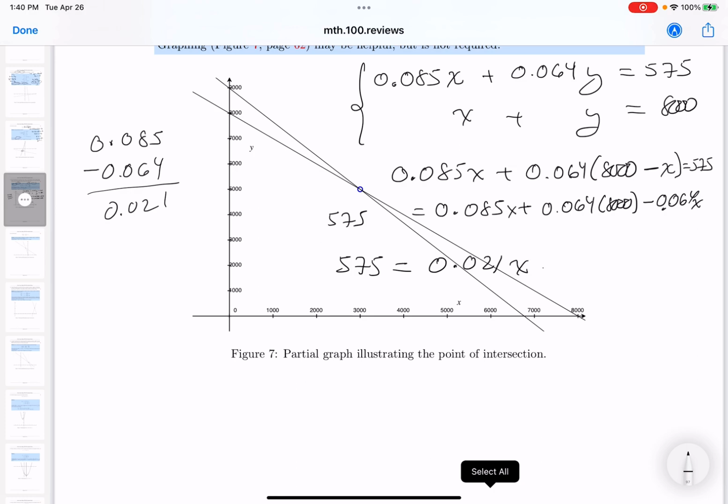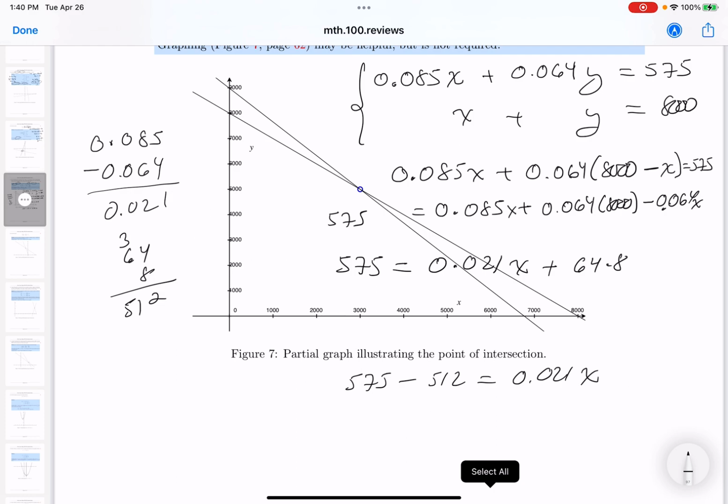0.021x. And this over here, I'm going to maybe do something a little silly with this, but let's write this down. So plus, let's see, 8,000. So that's going to be 64 times 8 then. And let's go through that. 64 times 8. 8 times 4 is 32. 48, because 6 times 8 is 48. 512. So what do we get? This is 575 minus 512 equals 0.021x.